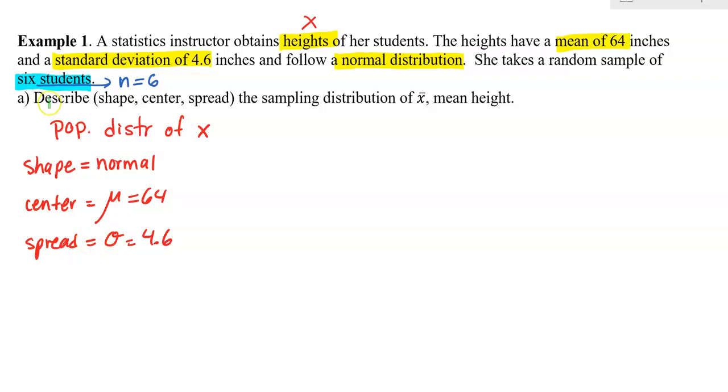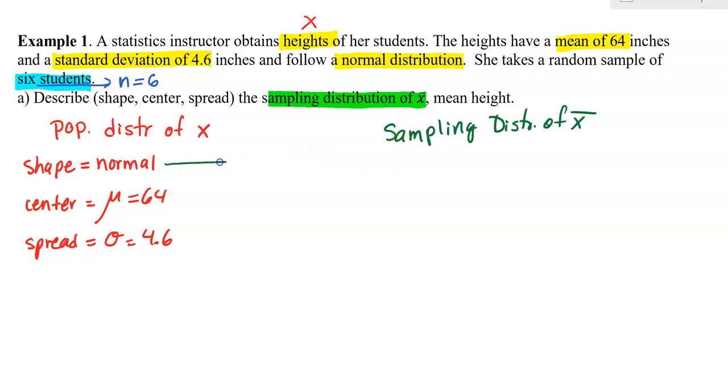So part A says, describe the shape and center and spread of the sampling distribution for x bar. So now sampling distribution of x bar, right? So what about its shape? Well, if the distribution is already normal to start with, then when we take samples, in this case our sample is of 6, since the distribution is already normal to start with, the sample size doesn't matter. So x bar is also normal.